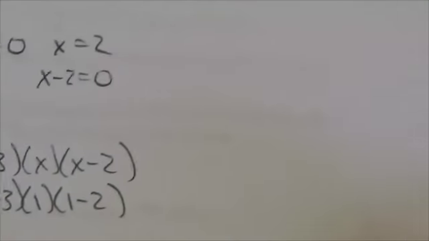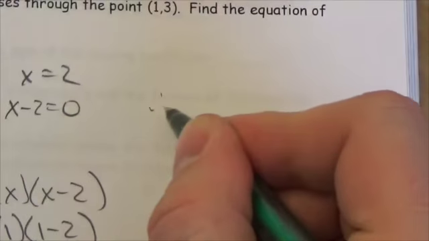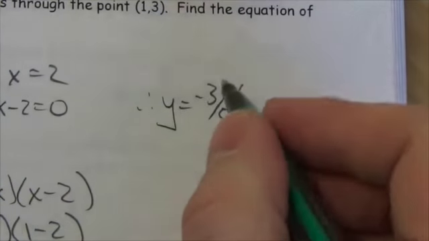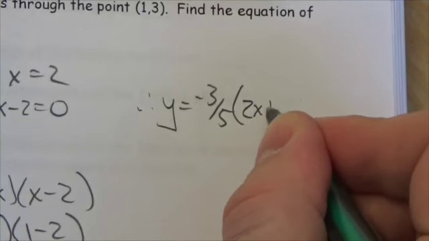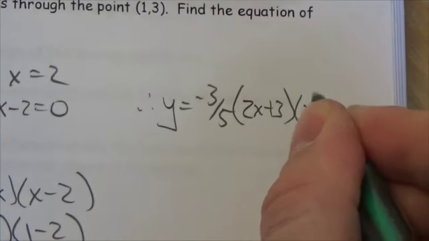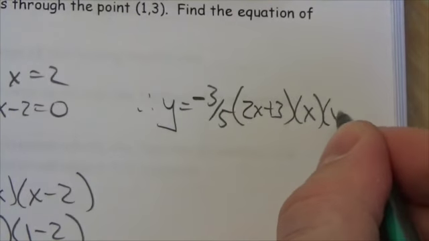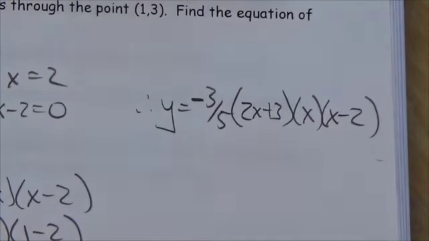So now I come up here, I'm going to write out my answer. Therefore, the equation will be negative 3/5. What did I have here? 2x plus 3 times x. I could probably move that x up front. That's probably a better way to write that, but it doesn't really matter. And then x minus 2 at the end there. That's the equation we're looking for.